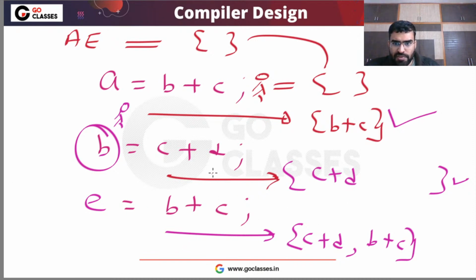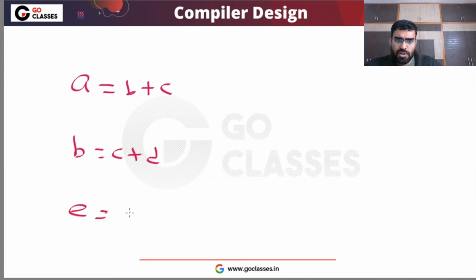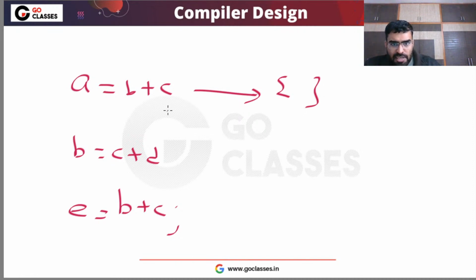Is this clear to everyone? Remember, available expression at a point. For example, in the same question, if I say a equal to b plus c, and then you have b equal to c plus d, and then you have e equal to b plus c. If I ask you what are the available expressions here, remember, available expression at any point means just before it. So what is available here? That is c plus d.